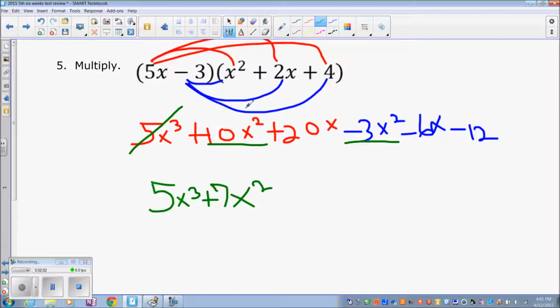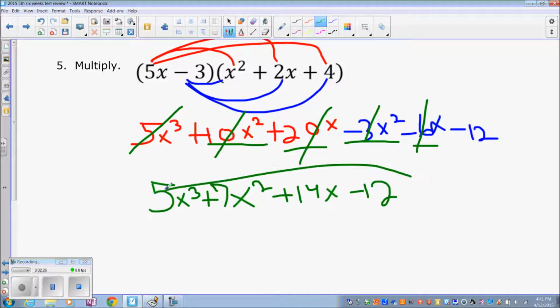Okay, and I'm going to mark those off because I'm done with those now. And then over here I've got a 20x and a minus 6x. So 20 minus 6 is going to be a positive 14x. And let's mark those off. And it looks like the only thing I'm left with is the minus 12. And it's all in order and everything's combined, so that is your answer.